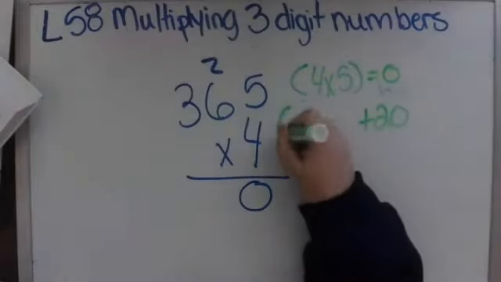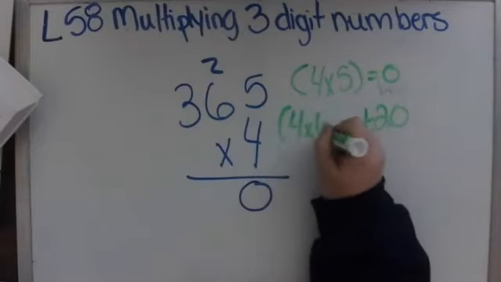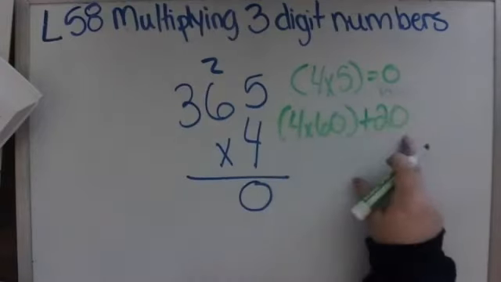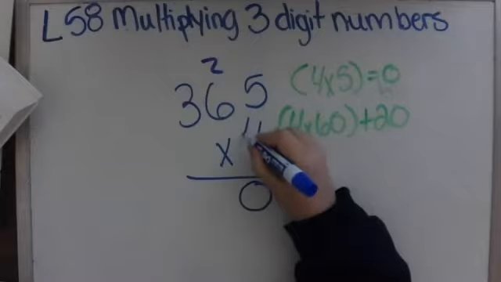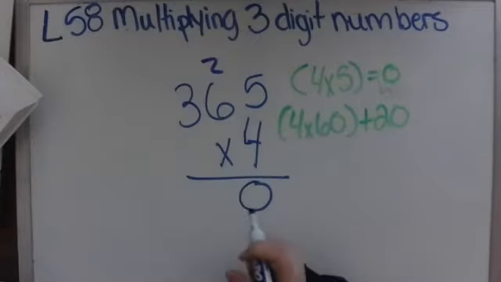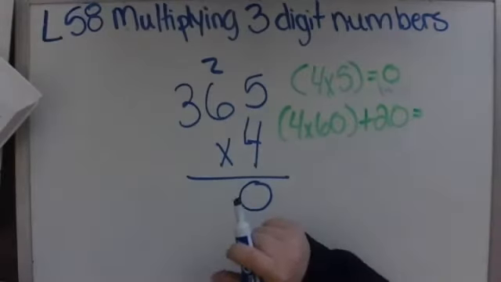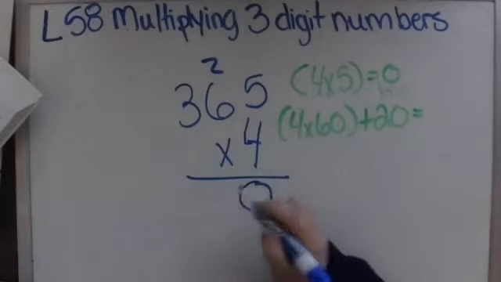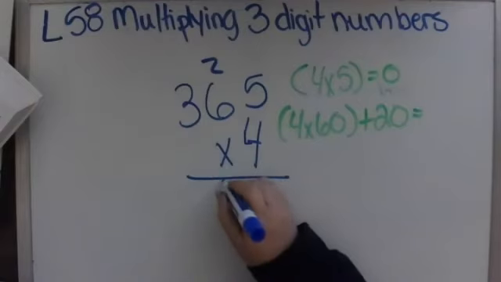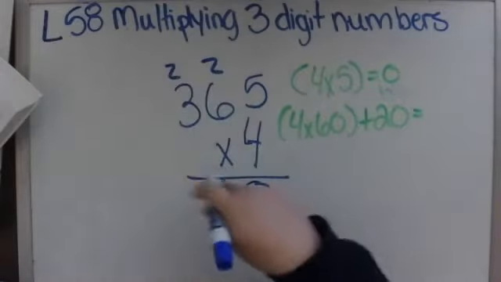Okay, now I am doing 4 times 60 plus 20. Now, we don't say it like that a lot of the time. We say it 4 times 6 plus 2 because it's easier for us to get. So I'm going to do that. 4 times 6 is 24. 24 plus 2 is 26. Okay, so I put the 6, carry the 2.